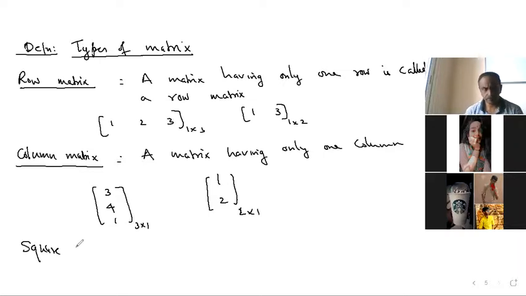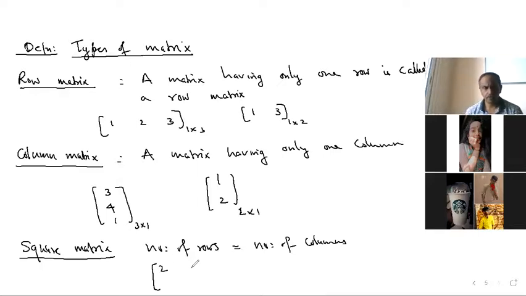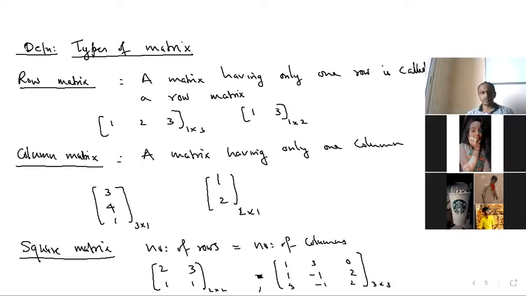Square matrix. Number of rows equal to number of columns. For example, 2 by 2 or 3 by 3. Put any number you feel like. It's called a square matrix. Fine. Yes, sir. So this is all based on number of rows and number of columns.